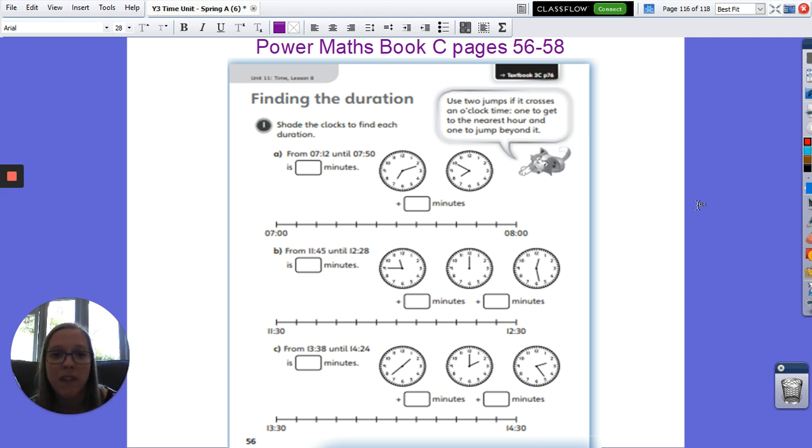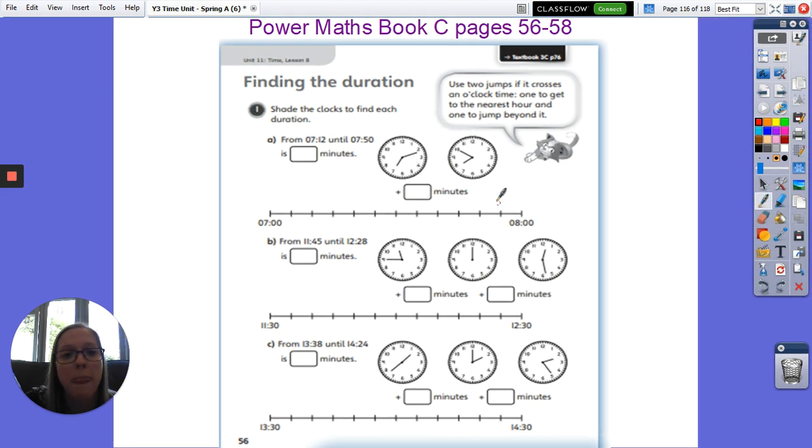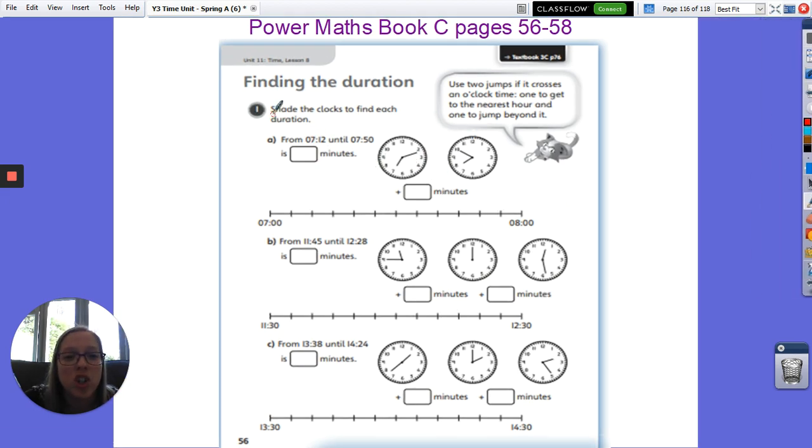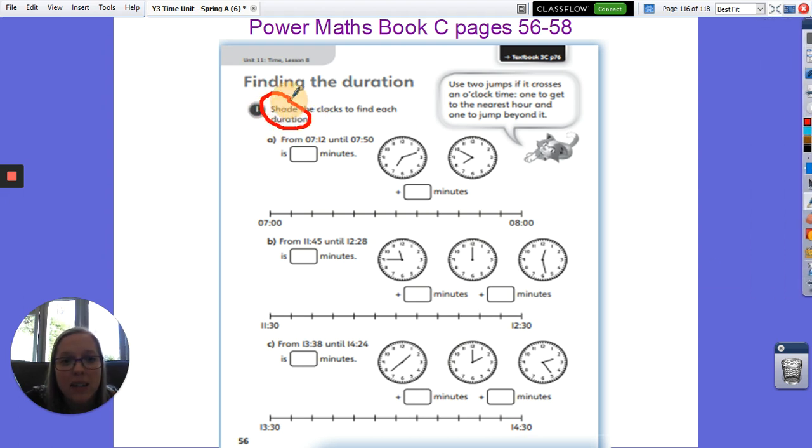Right, so page 56, book C, page 56. You've got to find the duration. So here you've got analog clocks, here and here. You have got to shade. There it says shade. That wasn't very neat colouring, was it? Shade. That means colour in the clocks to find each duration. Okay, do it neatly so that you can see the minute hand on those clocks and the minute lines. Don't shade it so heavy that you can't see the hands on the clock.